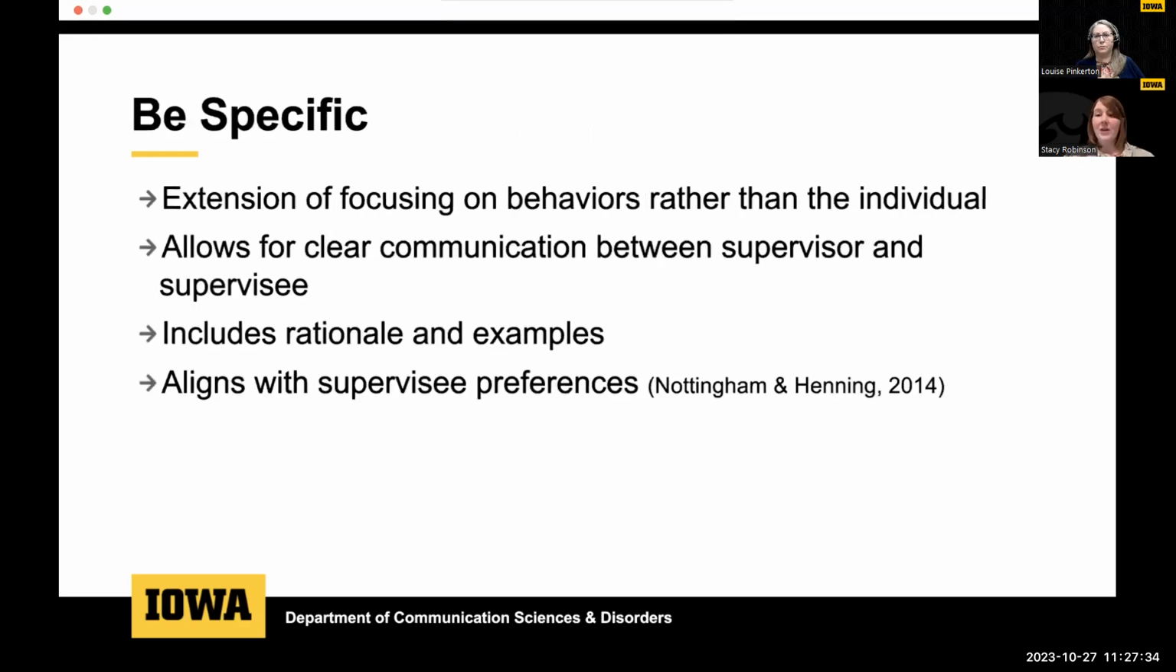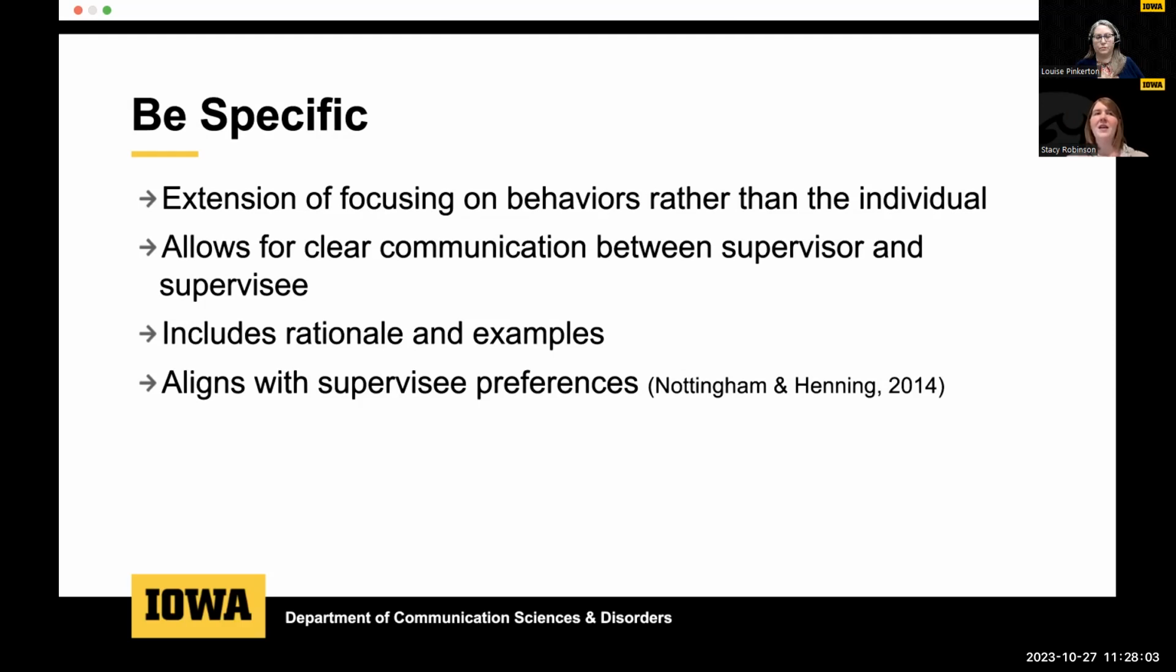All right, the next thing you want to make sure to think about is being specific in your feedback. This is an extension of the tip we just talked about before. If you are talking about a person's behavior, then you are going to be required to be much more specific than if you're just talking about a general thing about the supervisee. This really allows you to have clear communication between the supervisor and supervisee, especially if you're providing written feedback.